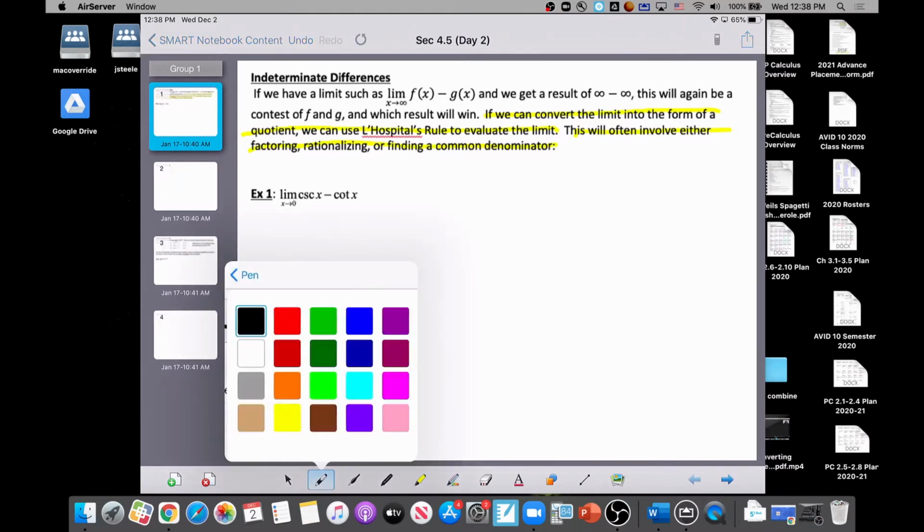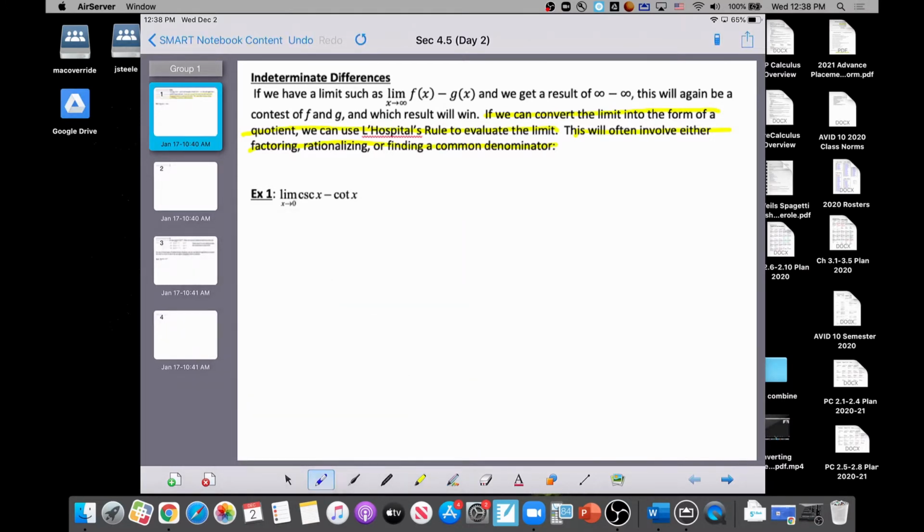When I begin, the first thing I do is check. If I were to plug in 0, cosecant of 0. Now cosecant, remember, is 1 over sine. So 1 over sine of 0. Sine of 0 is 0. 1 divided by 0, though, that's infinity. So cosecant of 0 goes to infinity.